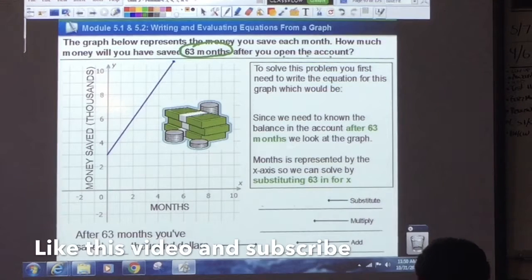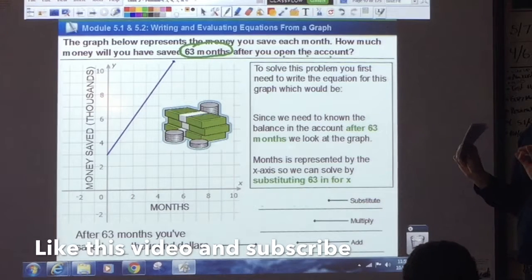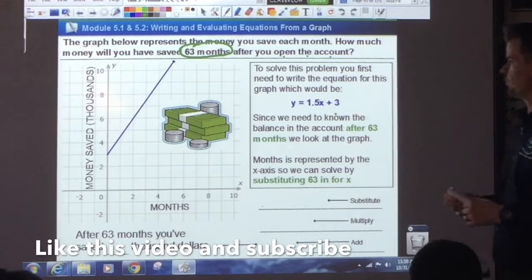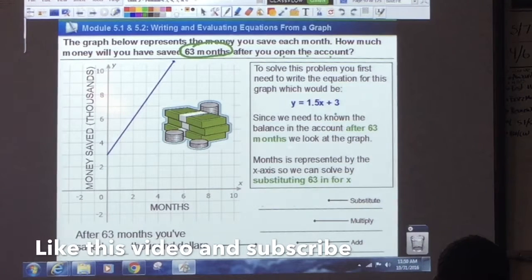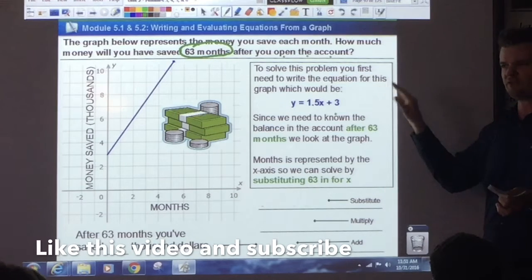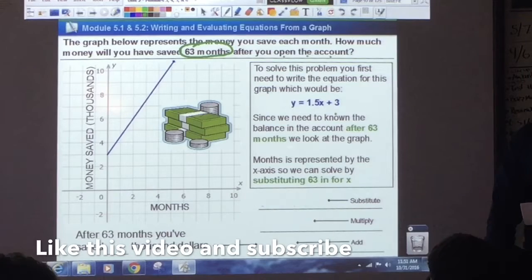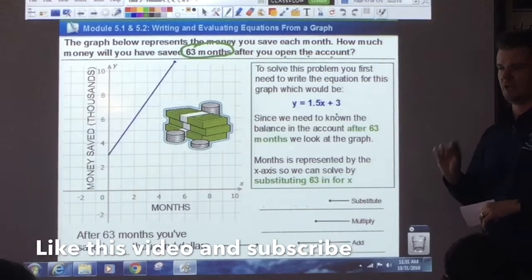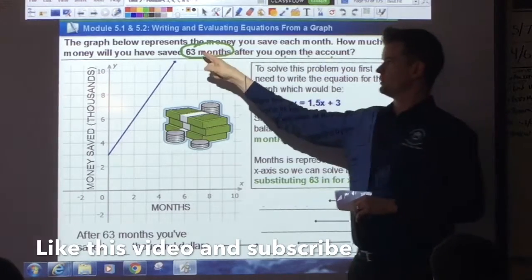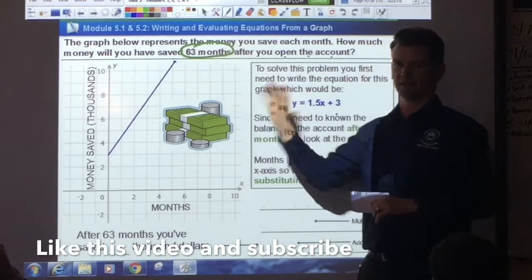To solve this problem, you first have to write an equation. So the equation for this graph would be, anybody? I'll tell you. Y equals 1.5x plus 3. The reason I'm using a decimal here is because we're dealing with money, dollars and cents, makes it easier. I'm going to give you the equation for this one because I expect that you all know how to write equations at this point. That's not the goal of this slide. The goal of this slide is to identify how much money we will have saved 63 months later.